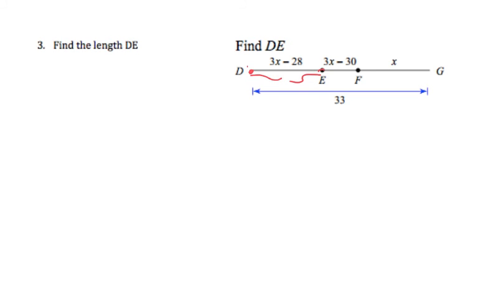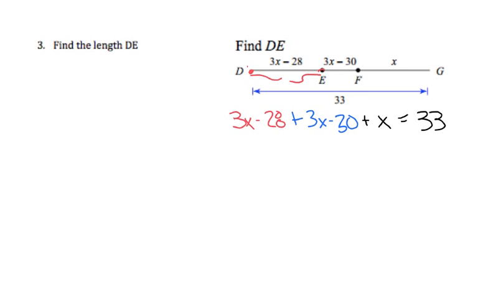And I didn't really mean to rhyme right then, but that worked. Okay, awesome. So hopefully you guys got segment addition in your brain because that's what we're going to be doing. We're going to add DE plus EF plus FG. And we're going to make them equal to 33 because that's what the entire distance is. So 3x minus 28 plus 3x minus 30 plus x all equals 33.